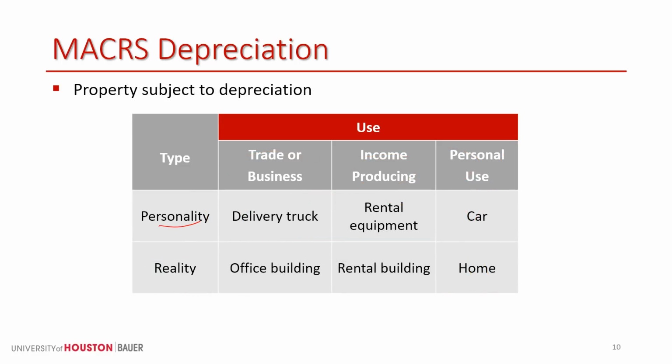Here are some examples. Personalty: a truck, a delivery truck. If it was income producing, it might be some rental equipment that we rent out, something for farming and other sorts of things. Personal might be a car. No depreciation if it's personal use. Realty, buildings: we're looking at office buildings for trade or business, rental for income producing. Your home, no depreciation on your home.